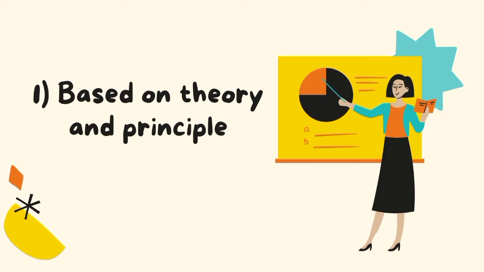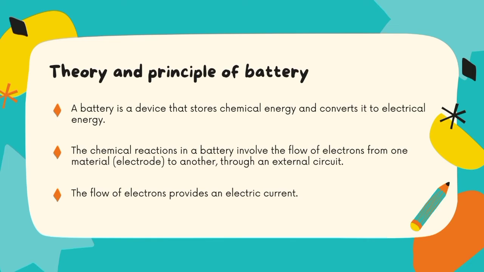Firstly, the differences between capacitor and battery based on theory and principle. For battery, it is a device that stores chemical energy and converts it to electrical energy. The chemical reactions in a battery involve the flow of electrons from one material to another through an external circuit. The flow of electrons provides an electric current that can be used to do work.